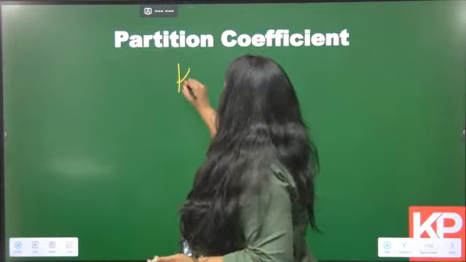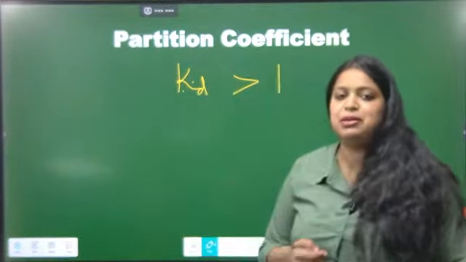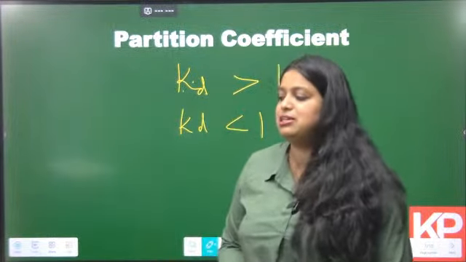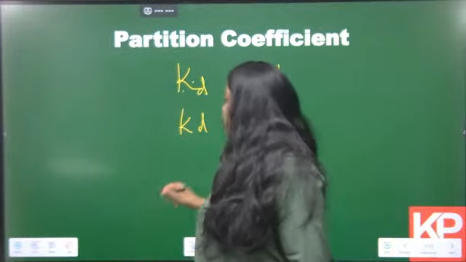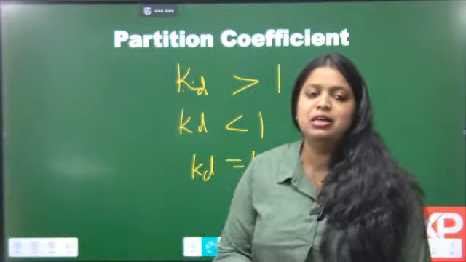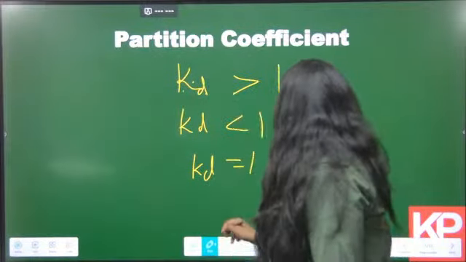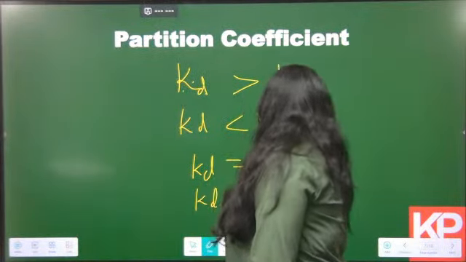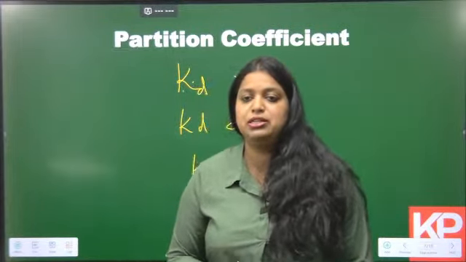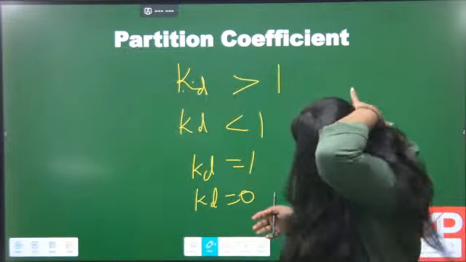Partition coefficient is denoted by the letter Kd. If the Kd value is greater than 1, the element is compatible. If the Kd value is less than 1, the element is incompatible. If the Kd value is equal to 1, the element is neither compatible nor incompatible. If the Kd value is equal to 0, the element is perfectly incompatible. So these terminologies are very important.